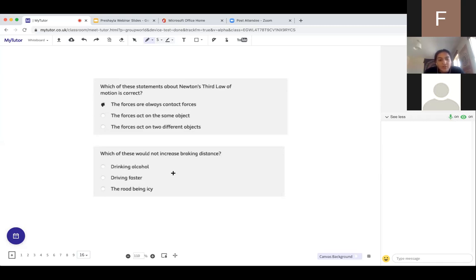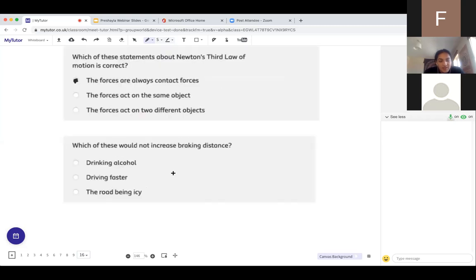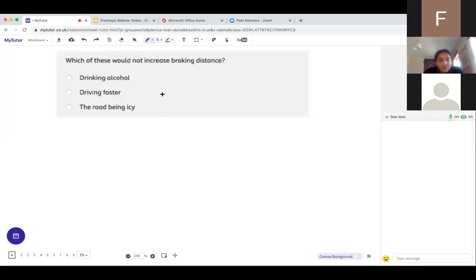Which of these would not increase braking distance? Drinking alcohol, because drinking alcohol affects thinking distance, not braking distance. Braking distance is only affected by 2 things: the weather conditions and the wear of the car. So are the tyres in good condition, and are the brakes in good condition?